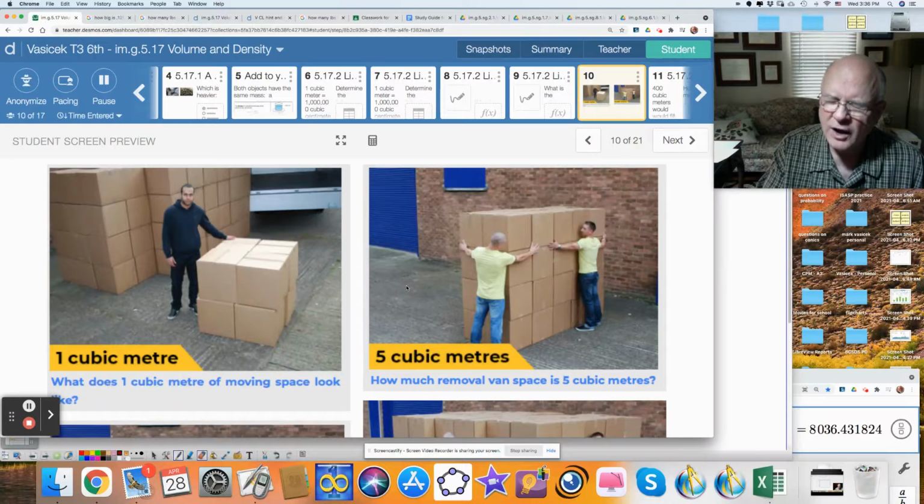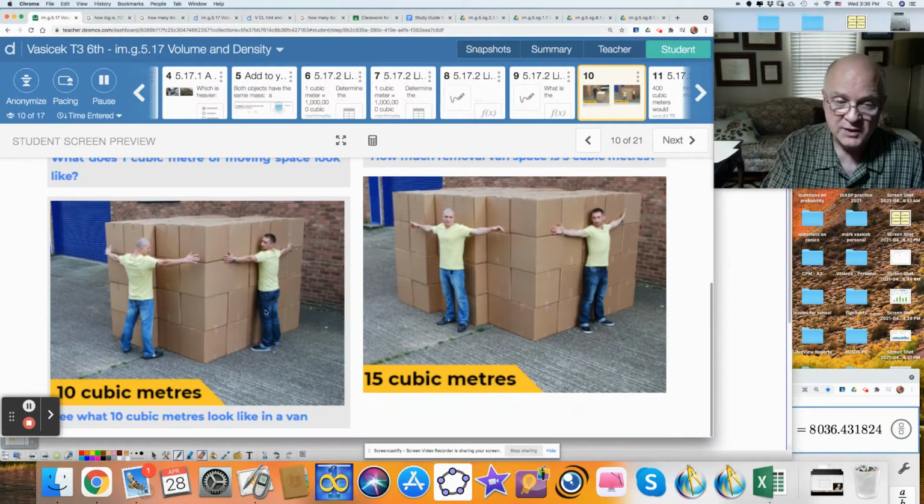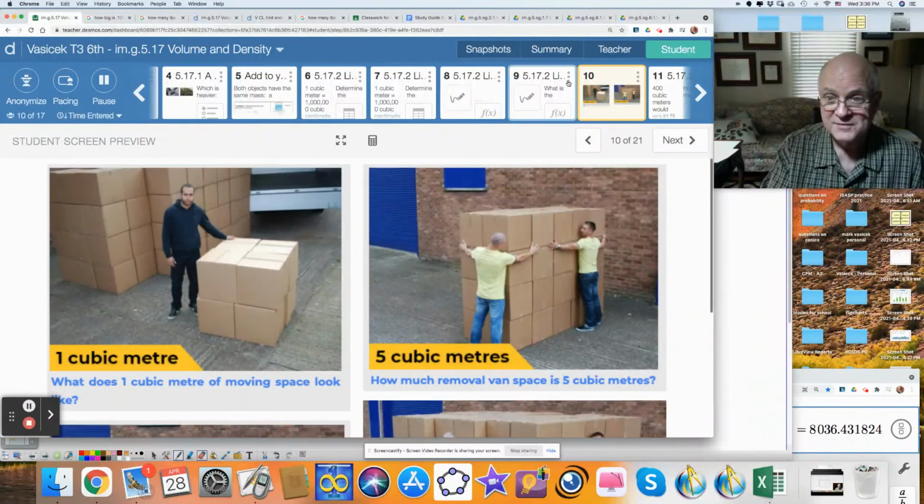Now to get to 4,000 kilograms of feathers, to get to 400 cubic meters, these are movers. They're trying to show you how to move. This is 10 cubic meters. Can you imagine 40 of these? I know it's not going to fit in my room. I don't think it'll fit in yours either. It might not even fit in the gym. I don't know, but that's a lot of feathers. We'll find out. Anyway.